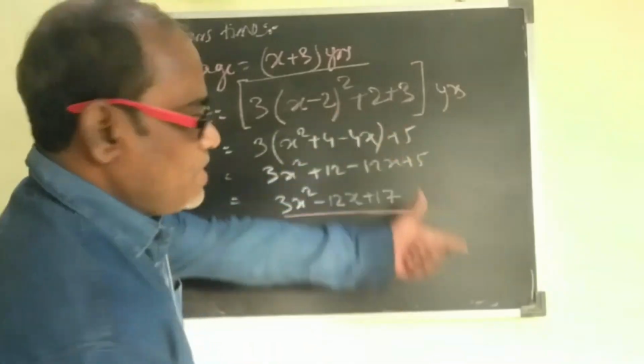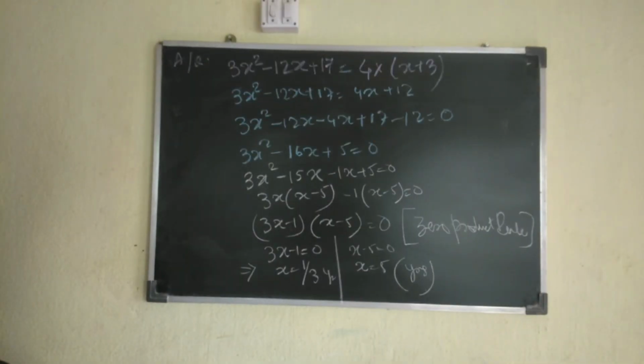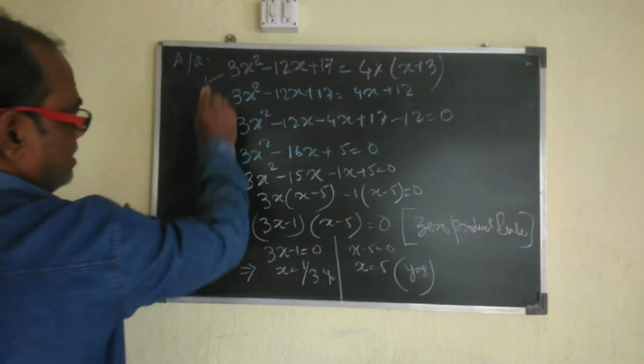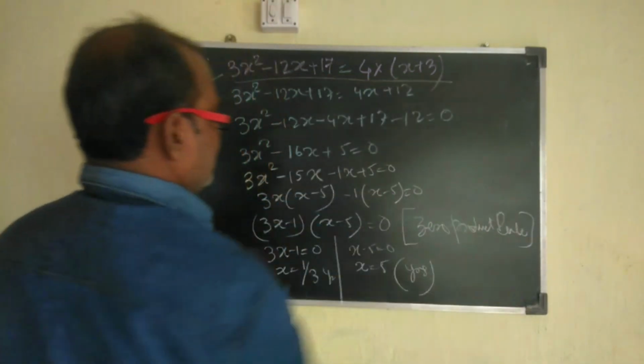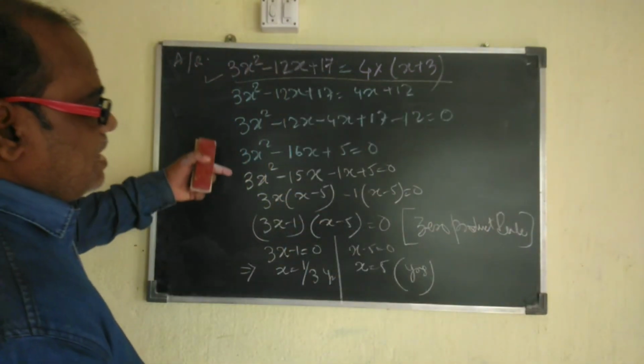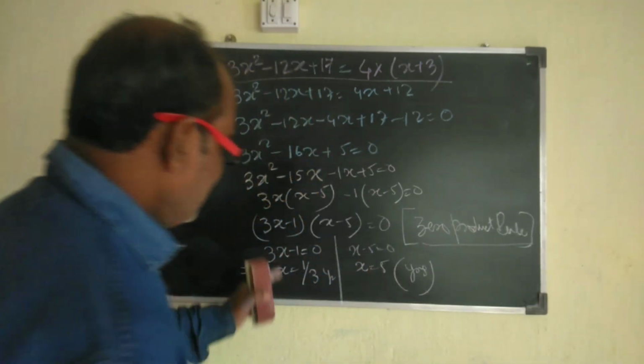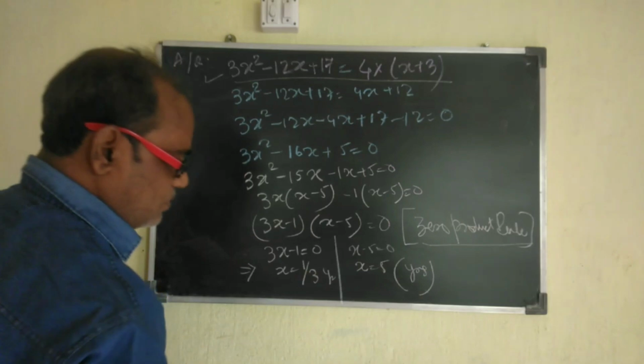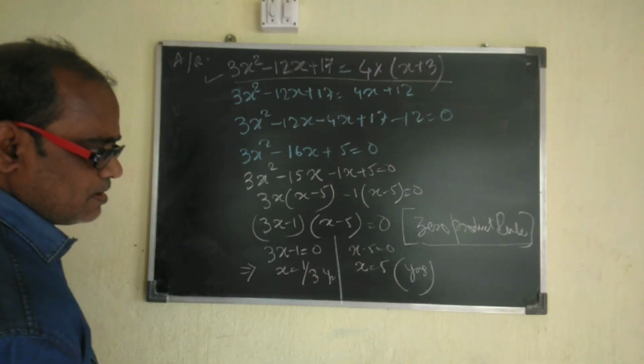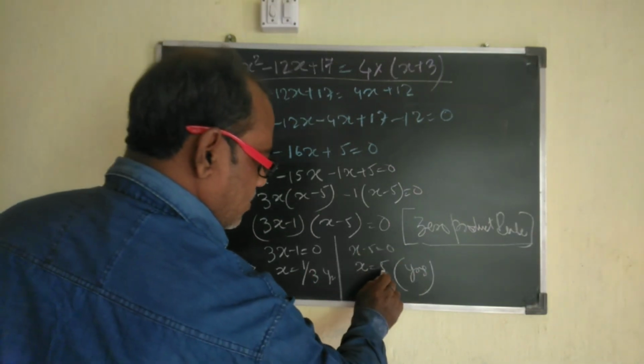So according to the question, we get this portion. Then on simplification and finding the middle term, with the help of the zero product rule, we get 3x minus 1 is equal to 0, where x is equal to 1 by 3 years, and x minus 5 is equal to 0, x is equal to 5 years.